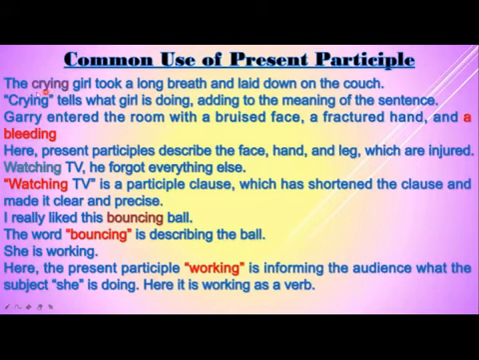Common use of present participle. The crying girl took a long breath and lay down on the couch. Girl is a noun. Crying is the ing form of the verb, but crying is describing, it is telling you more about the girl, and this is an adjective. The ing form of the verb which is used as an adjective in the sentence is called present participle. Crying tells what the girl is doing, adding to the meaning of the sentence. Gary entered the room with a bruised face, a fractured hand, and a bleeding.